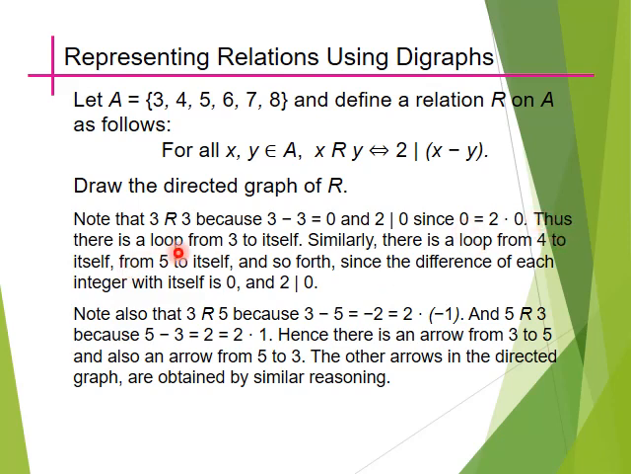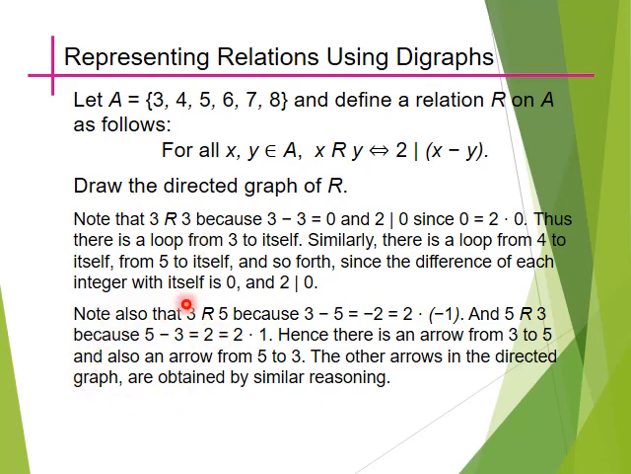Thus there is a loop from 3 to itself. Similarly, there is a loop from 4 to itself, 5 to itself and so forth. Since the difference of each integer with itself is 0 and 2 divides 0. So every element is related to itself, because whenever we take the difference with itself it will be 0, and we can say that 2 divides 0 or 0 is divisible by 2.